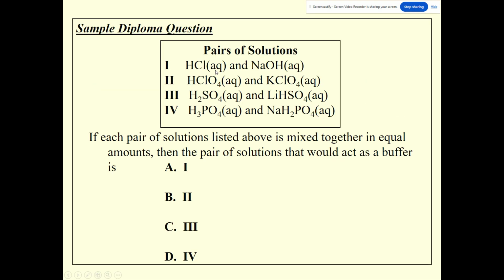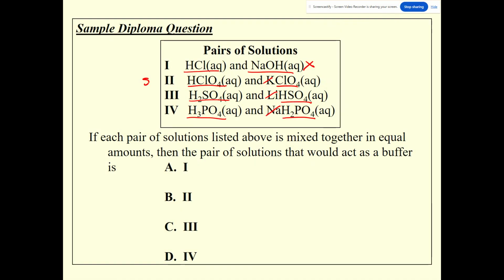So let's say we have a sample diploma question. If each of the pairs listed above is mixed together in equal amounts, then the pair that would act as a buffer, well, first of all, this is not the conjugate base of that acid, so that can't be right. Here I do have conjugate bases of my acids, because remember, the salt means that there's just a group 1 ion usually bonded to it. So how do I identify which one is correct?